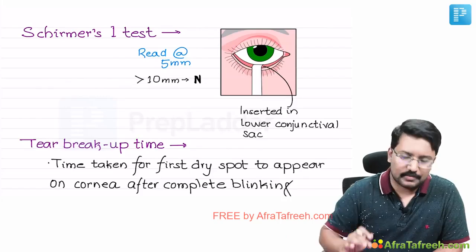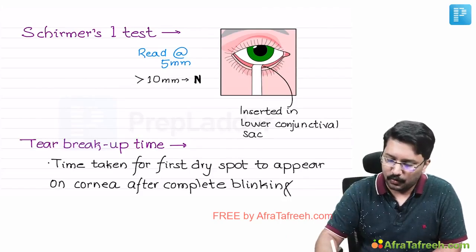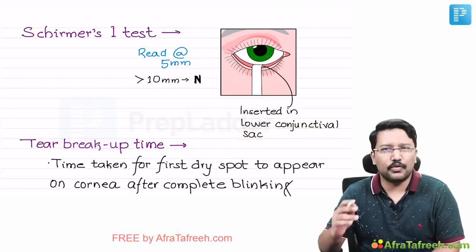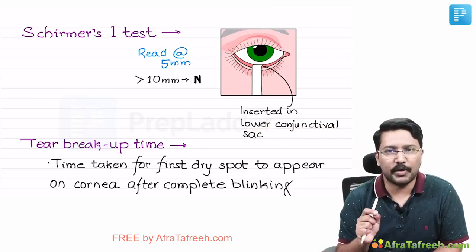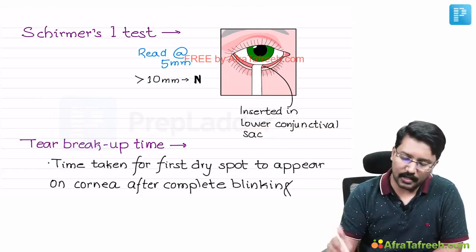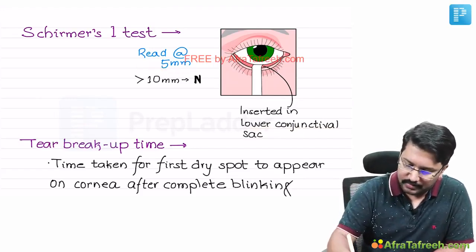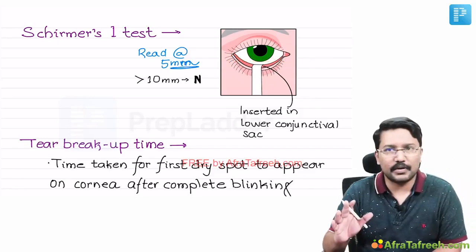Now, Schirmer's eye test. How do we do that? We basically take a filter paper and place it in the lower conjunctival sac, and usually read to what extent or what length this filter paper has become wet. We read it at 5 minutes, and at 5 minutes, normally what is expected?